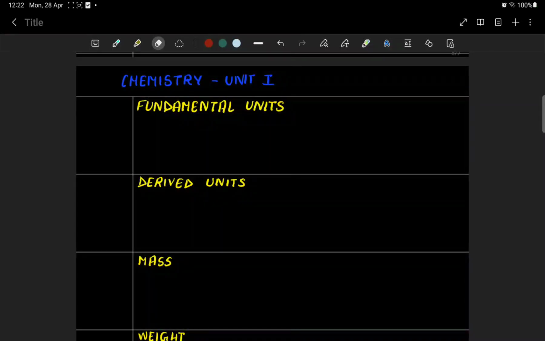This is part 4 of chemistry. We're studying unit 1 of class 11th.